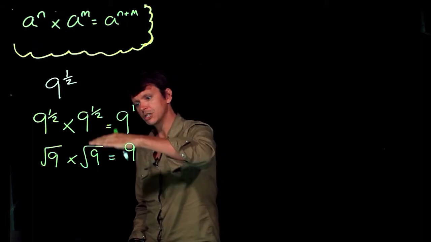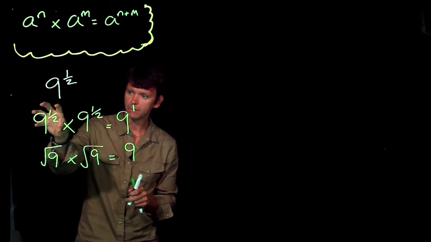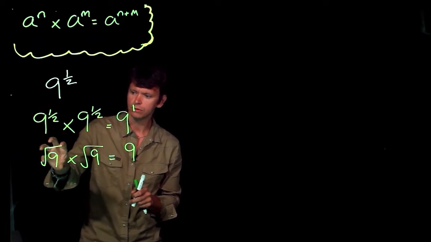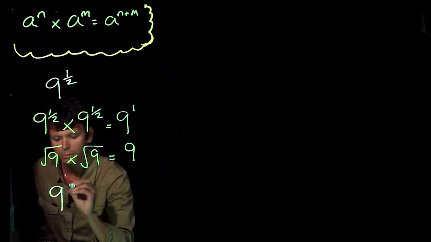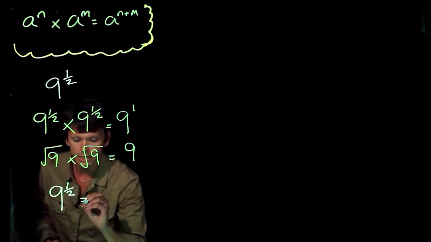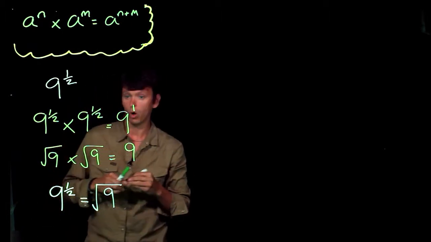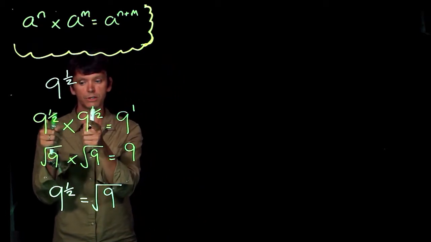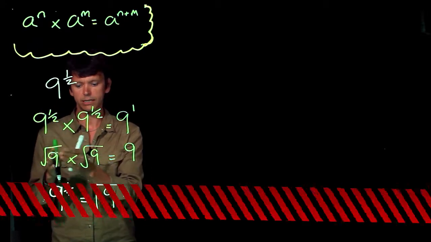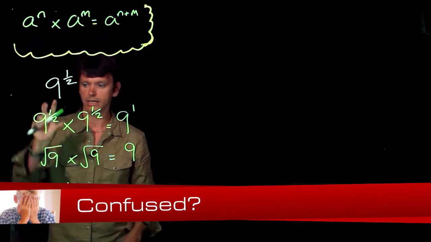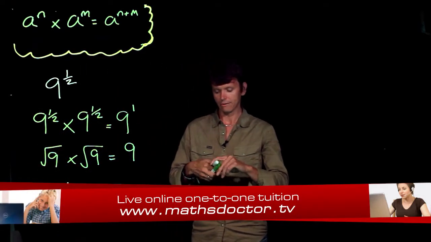Interestingly though, when you compare these two ways of writing out the same sum, we're saying that 9 to the power of a half equals the square root of 9. So 9 to the power of a half equals the square root of 9. Why? Because here we've got a number multiplied by itself equals 9, and we've just rewritten here, the same number multiplied by itself equals 9. So this has to equal this.